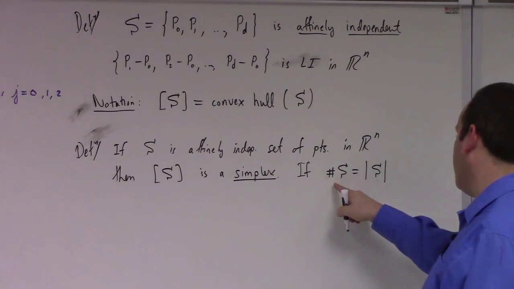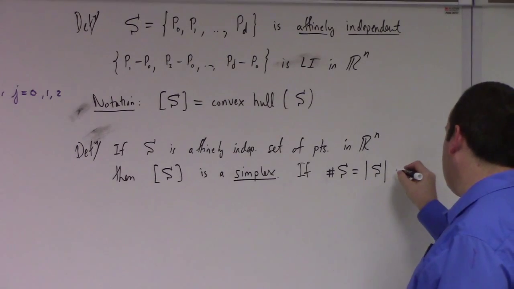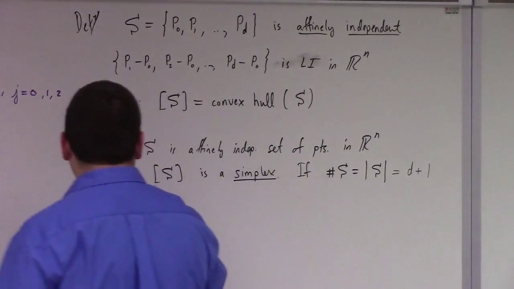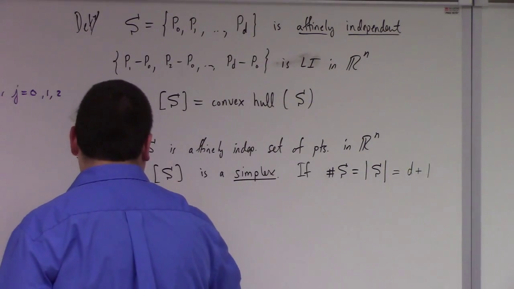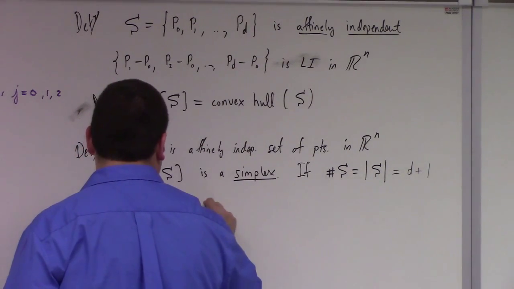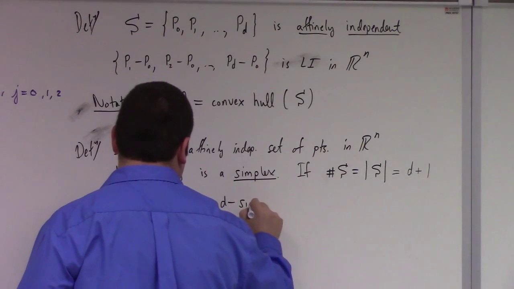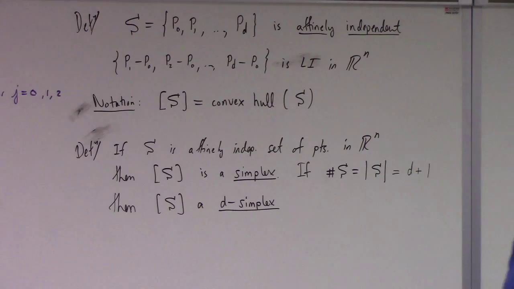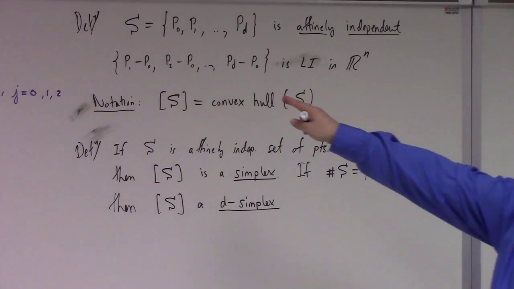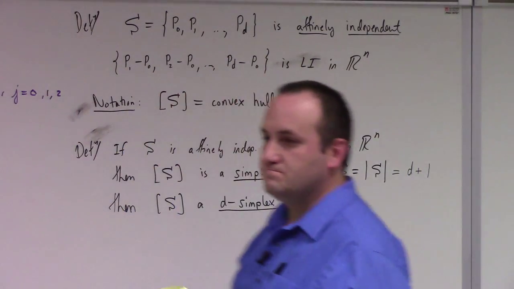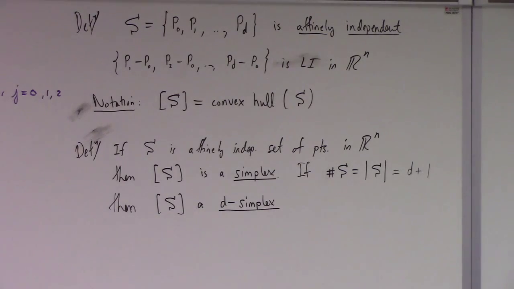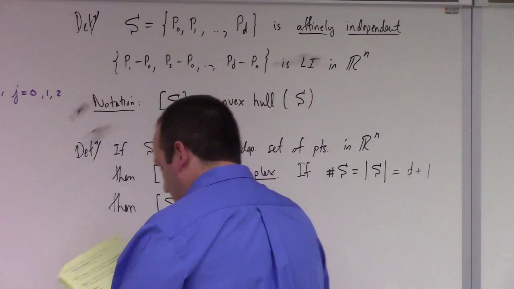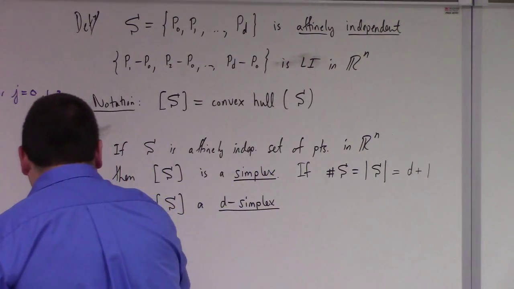Okay, anyway, so if this is equal to d plus 1, then that makes this simplex a d-simplex. All right? For example, over here we have 3 points. This is a 2-simplex. I don't want to be accused of not giving you examples today. Some examples.